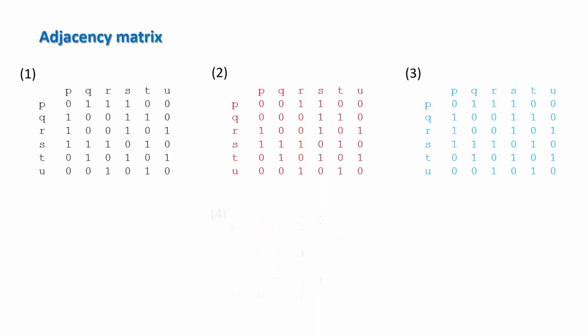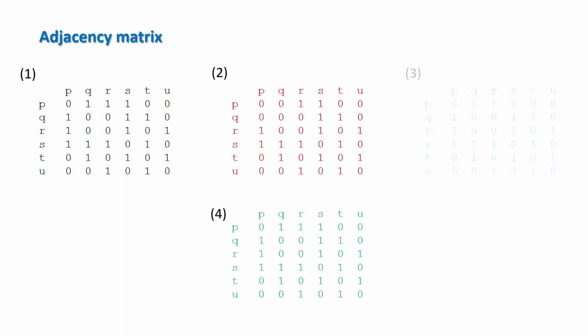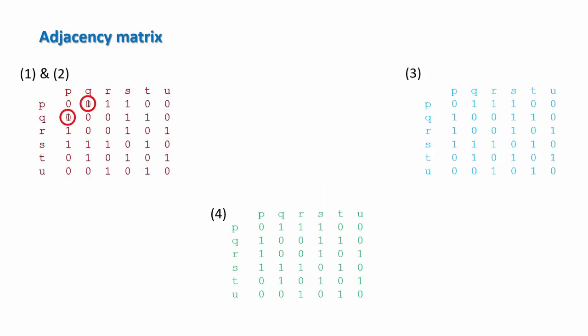For comparison, we simply overlay the adjacency matrices, here those of graph 1 and 4. We see that they are obviously identical. When we do the same with the matrices of graphs 1 and 3, we see that they are also identical. When we do it for graphs 1 and 2, we immediately see that they differ in two positions, which both represent the connection between nodes P and Q.